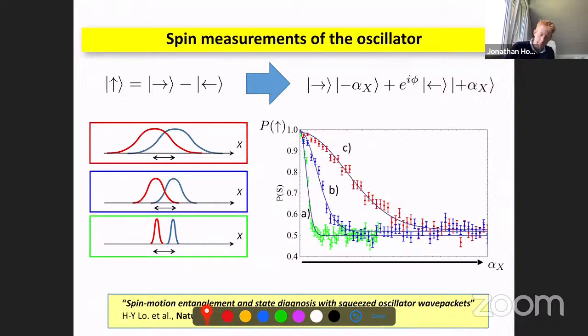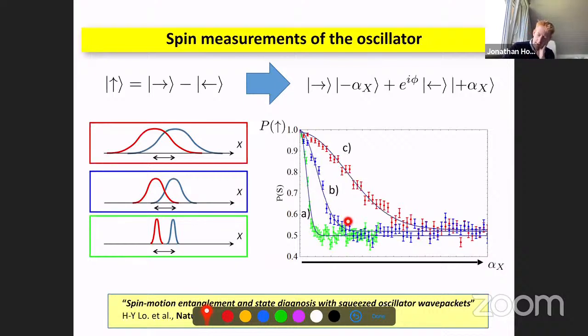Now, if you do that on a squeezed state, on the narrow axis of a squeezed state, then what you see is this curve where there's a drop which is now much faster than we had before, right? The overlap is lost much quicker than before. And if you do it on the long axis of a squeezed state, you see the overlap takes a longer time to drop.